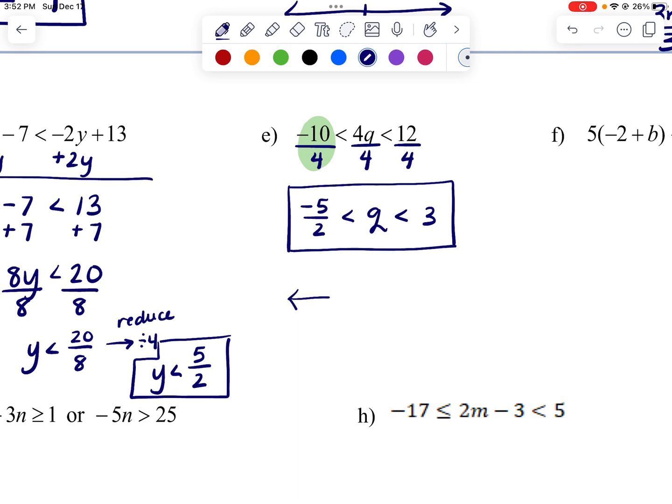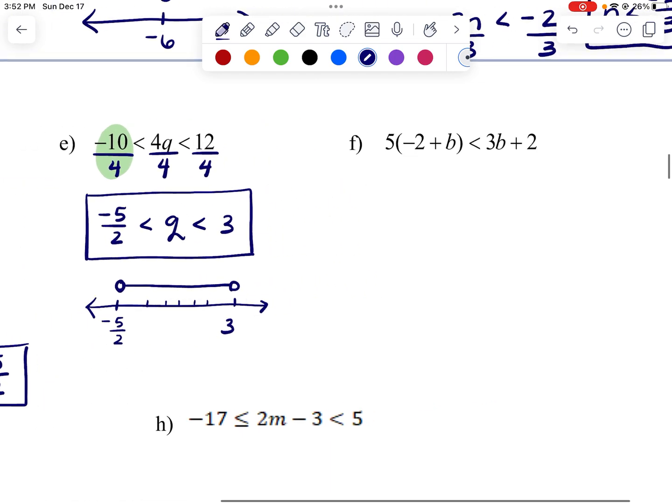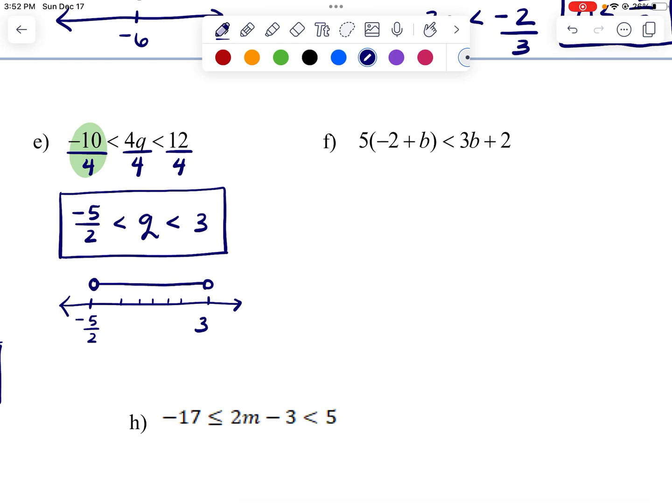And I will practice graphing this one just to remind you. You get -5/2, 3. They're open circles, and it's in between. Looking at example F, we're going to distribute and then start to solve.